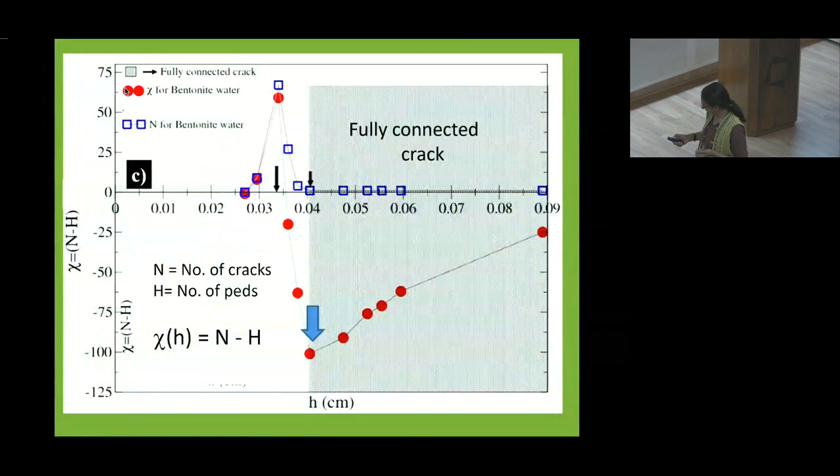The Euler number comes like this. It rises, falls, and again rises. And this is the point. There is no simulation here. It is all experiment. This is the point exactly where we find that the crack network is fully connected, and the Euler number is at its minimum.